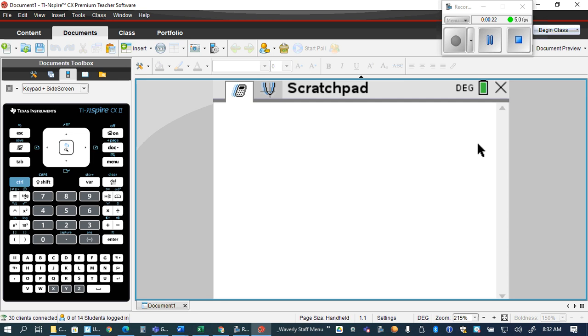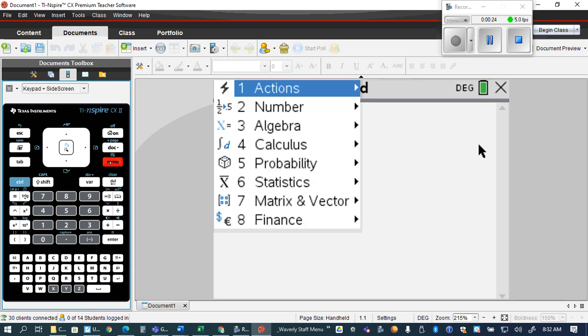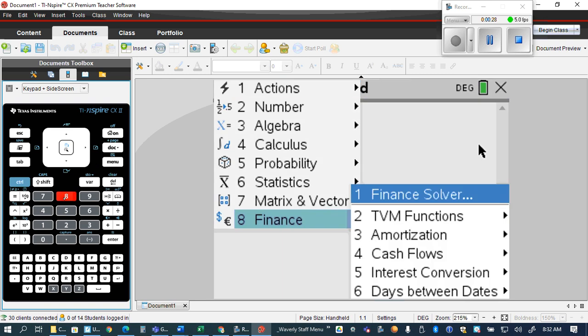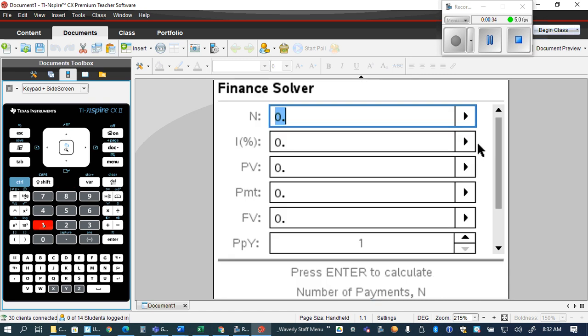And then hit the menu button. You see number 8? Yep, 8. And then just the finance solver, I call it TVM, but whatever. Finance solver. And you have some fields that you can put things in, right? Maybe I'll do a quick example.